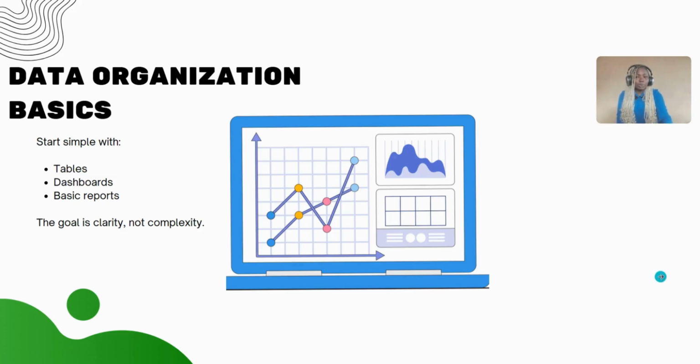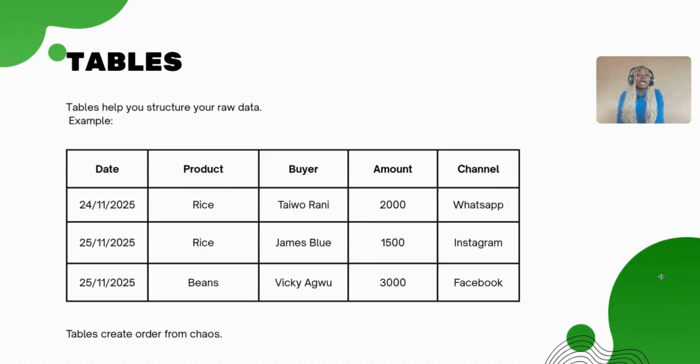Let's look at tables. Now, tables help you structure your raw data. A table creates order from chaos. Instead of just writing it on a single line, why not put it in a table to segregate the date from the product, from the buyer, from the amount, and from whatever channel they might be using? This does not have to be your headline, right? This one was just what I decided to use for this content.